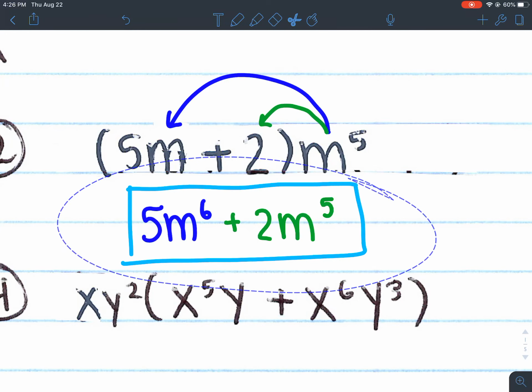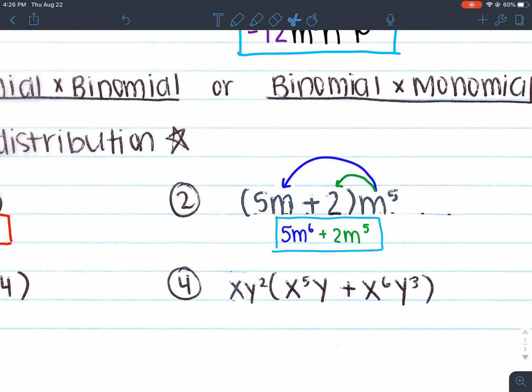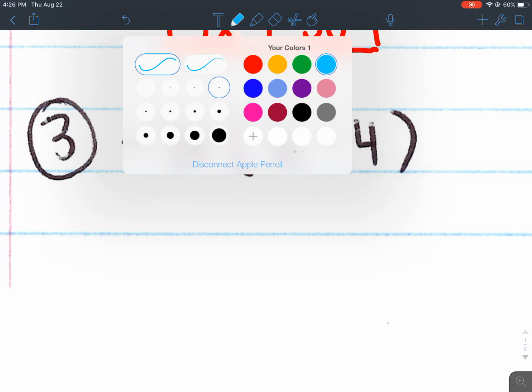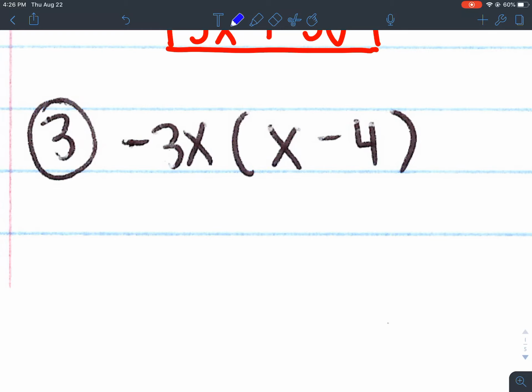I'm going to go ahead and move this up here so we have some room for the next problem. All right, moving on to number 3. Okay, well, I have negative 3x times x minus 4. I'm still going to single distribute, so negative 3x times x is going to be negative 3x squared, because x times x is x squared. Remember, it's not 2x, x squared.